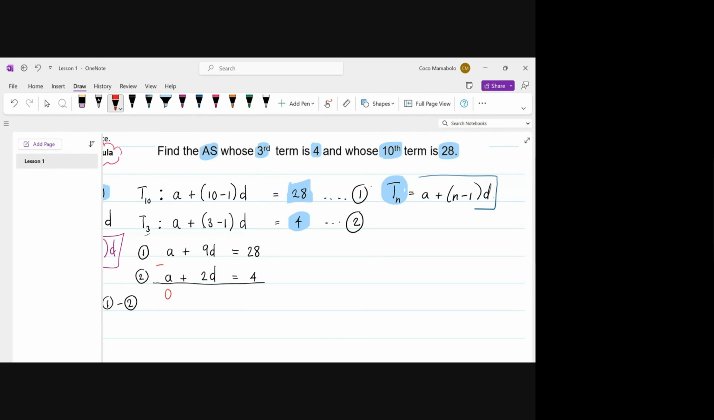9D minus 2D will give us 7D. And that is equal to 28 minus 4, which gives us 24. Okay, next step is to solve for D. So we're going to divide by 7, divide by 7. And this is also just a very ugly answer. I don't like this one either. Okay, D is equal to 24 over 7.